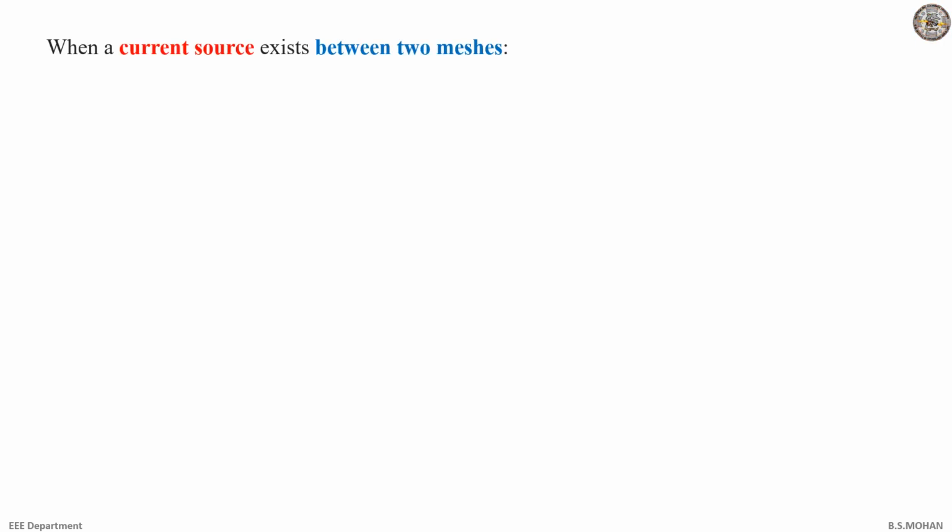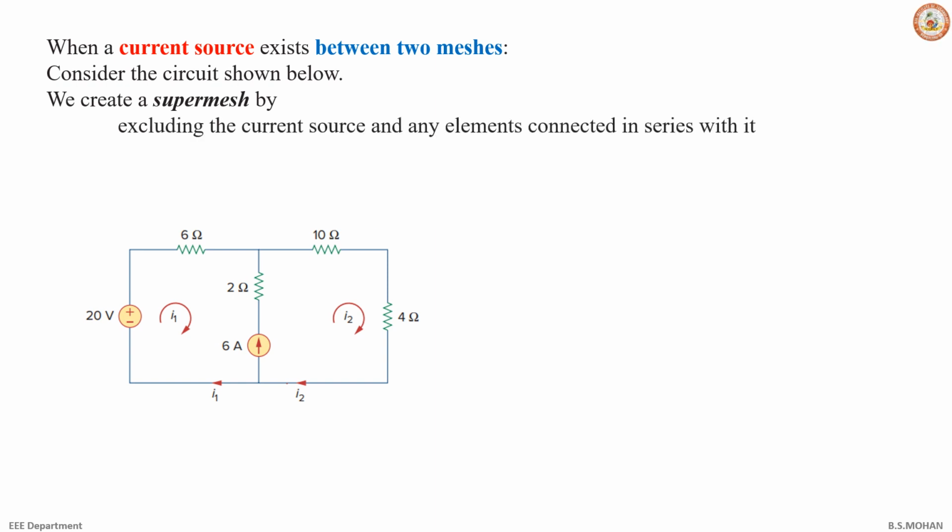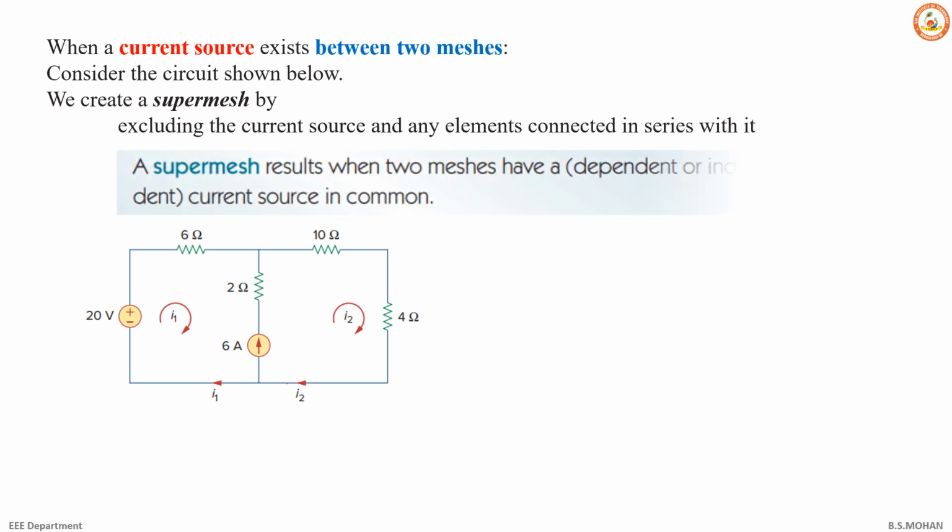So when a current source exists between two meshes, we create a super mesh by excluding the current source and any element connected in series with it. So we can define a super mesh whenever a current source, ideal or dependent, is connected between any two meshes. And how do we solve? By excluding that current source. Any element in series shall also be excluded.